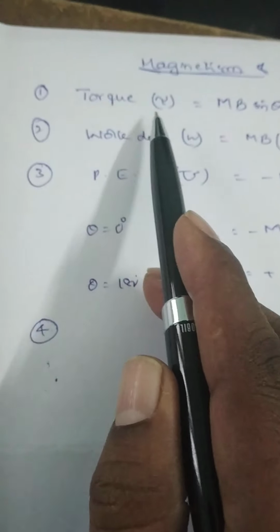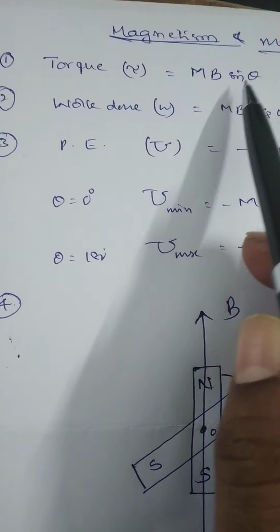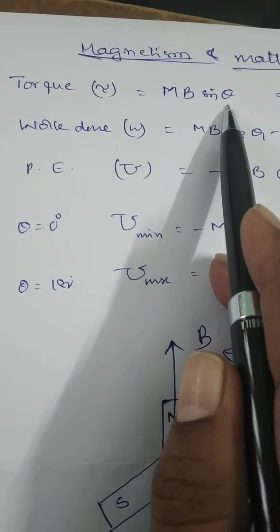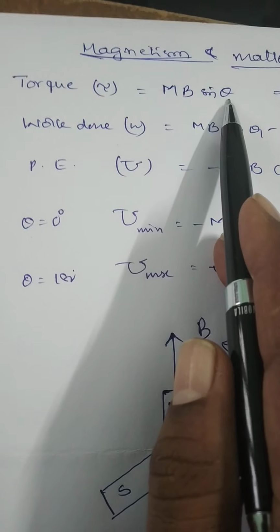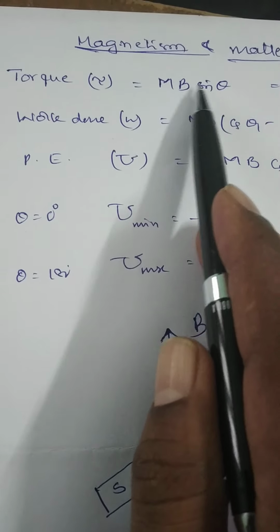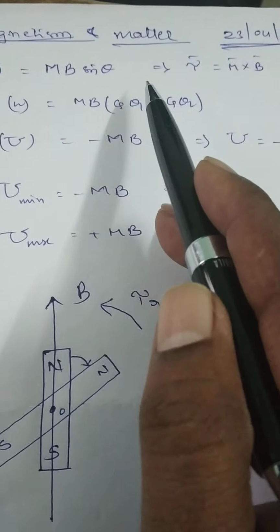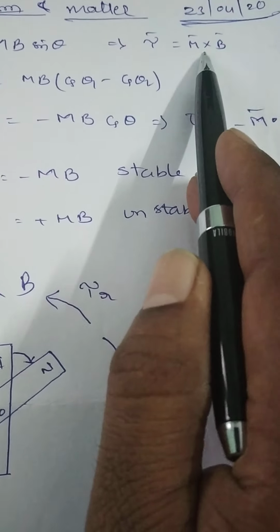So torque acting on the bar magnet, tau is equal to mB sin theta, where theta is the angle made by the magnetic dipole with the field direction. Vector form can be represented by tau bar is equal to m bar cross B bar.